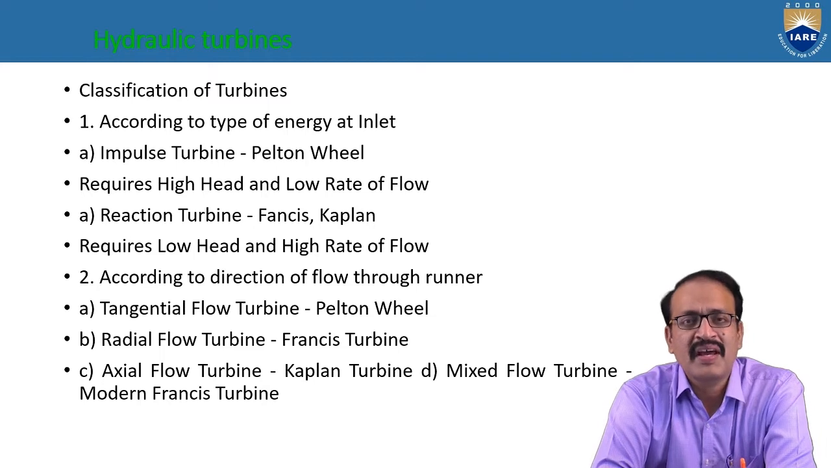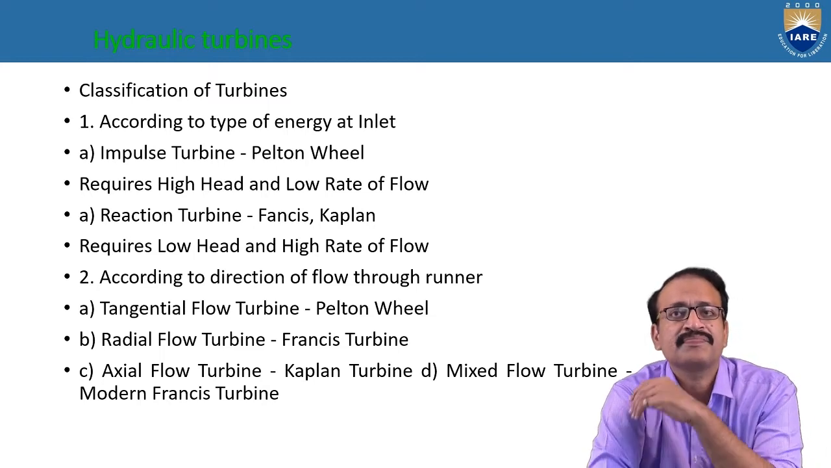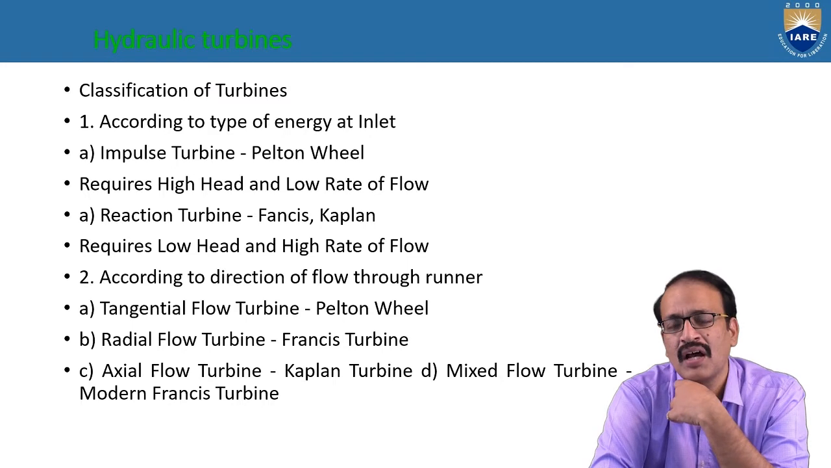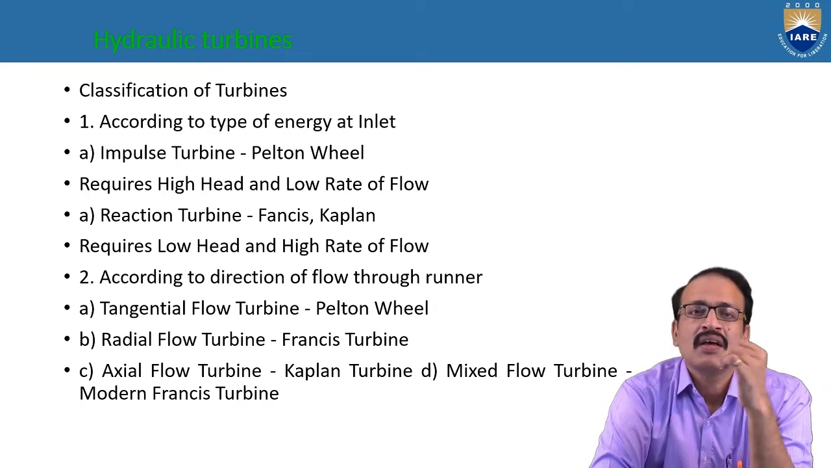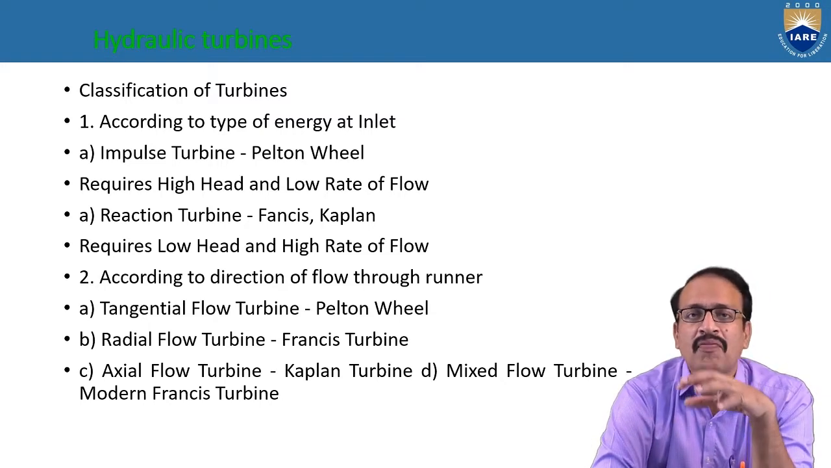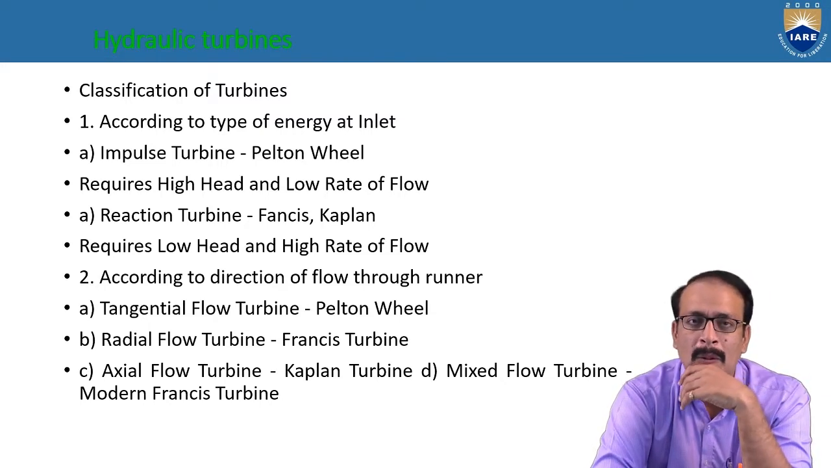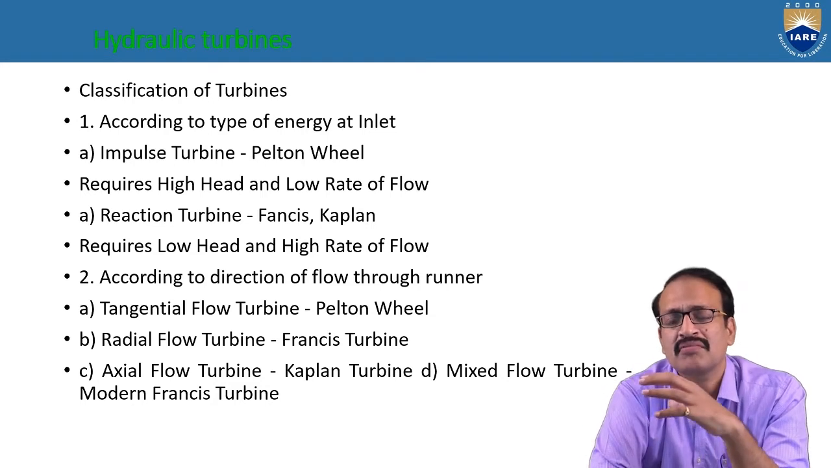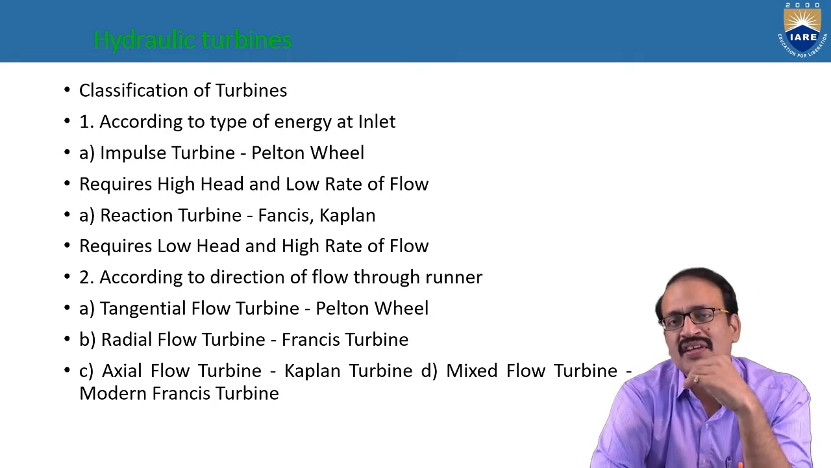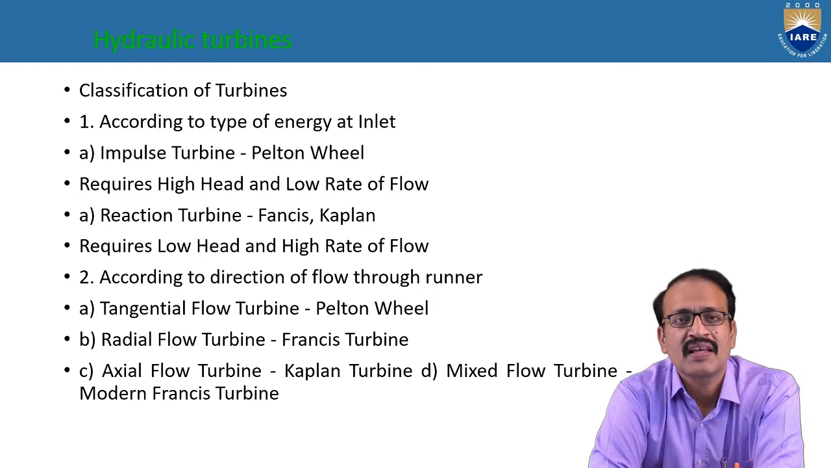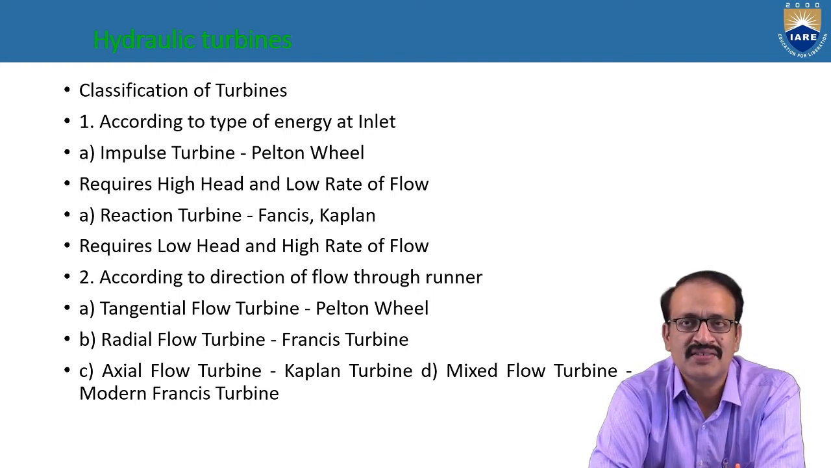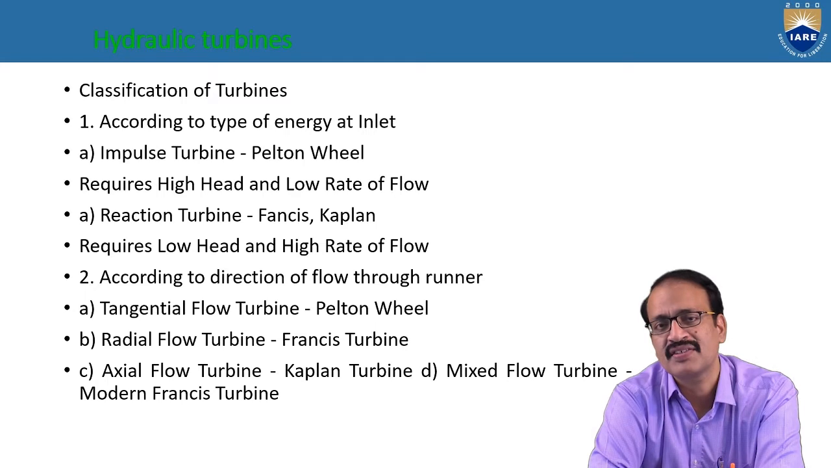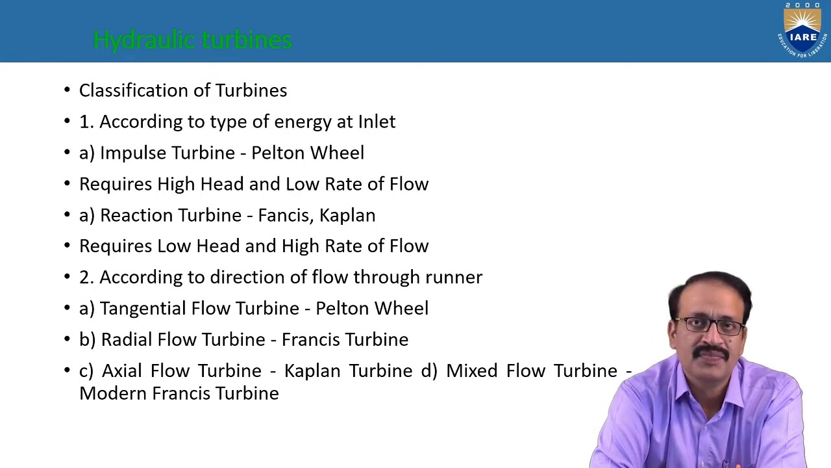The impulse turbine requires high head and low rate of flow. That means the flow rate should be low and the head should be high. The turbine which is suitable for this type of conditions, we call an impulse turbine, and that is the Pelton wheel, the Pelton turbine.